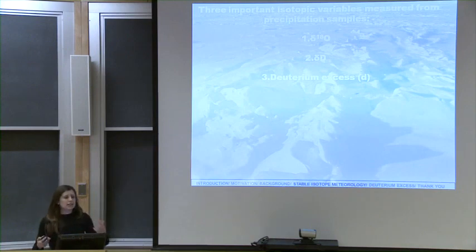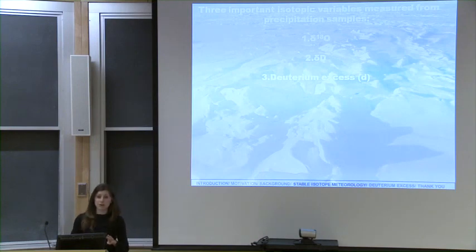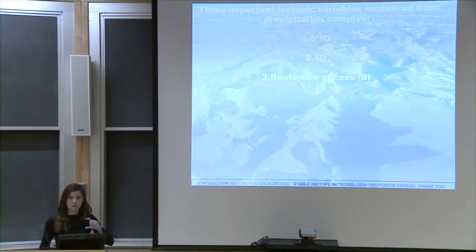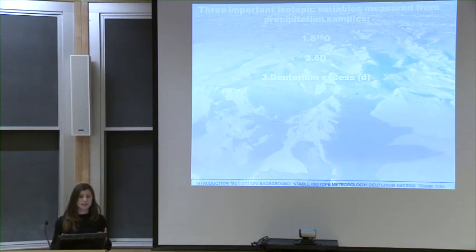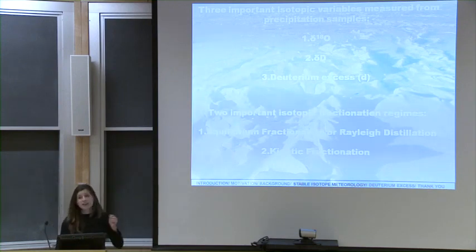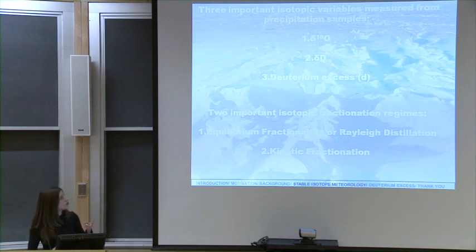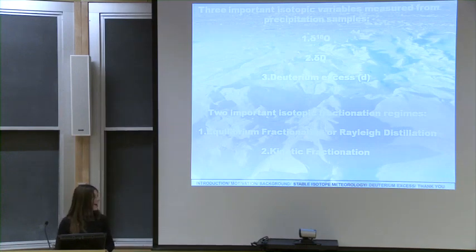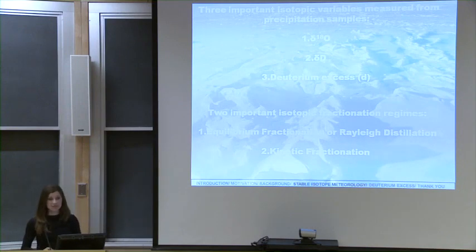So if I'm going to talk about stable isotope meteorology, I'm a stable isotope meteorologist, we measure three important variables out of a sample of precipitation that I get from Atqasuk, Alaska. The oxygen 18, deuterium, and deuterium excess. Now, deuterium excess is a secondary variable, meaning it's calculated from two primary variables, in this case, deuterium and oxygen 18. Now, these three variables are sensitive to two important fractionation regimes, and they're differentially indicative of these regimes as well. Equilibrium fractionation, or Rayleigh distillation, which we're pretty familiar with after Shahong's class, and particularly her homework. Latchezar, yep. And kinetic fractionation, or non-equilibrium fractionation.